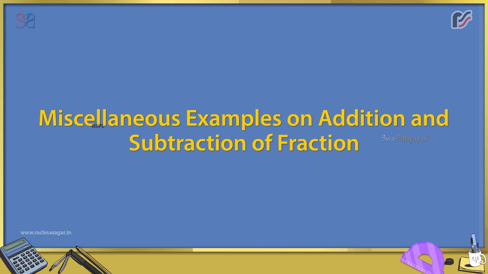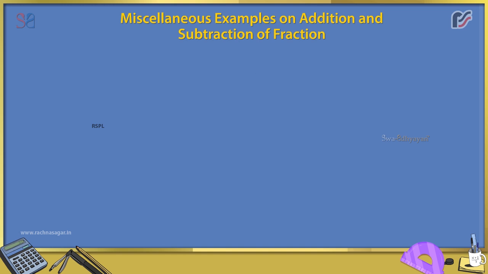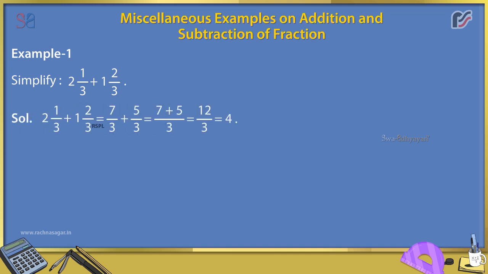Miscellaneous examples on addition and subtraction of fractions. Example 1. Simplify 2 and 1/3 plus 1 and 2/3. Solution. 2 and 1/3 plus 1 and 2/3 is equal to 7/3 plus 5/3, which is equal to (7 plus 5)/3, which is equal to 12/3, which is equal to 4.